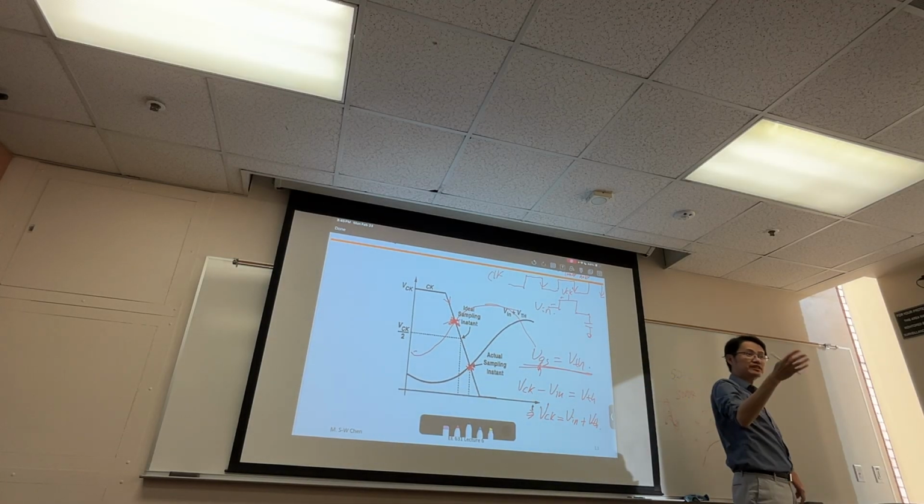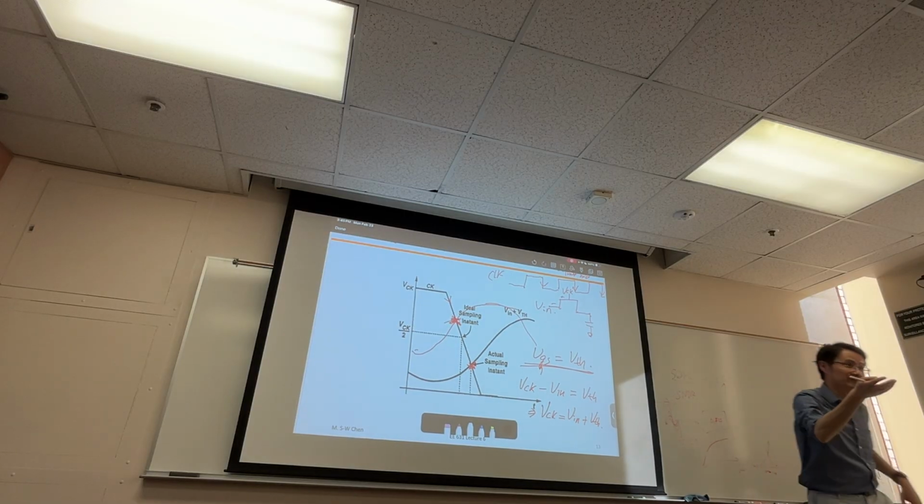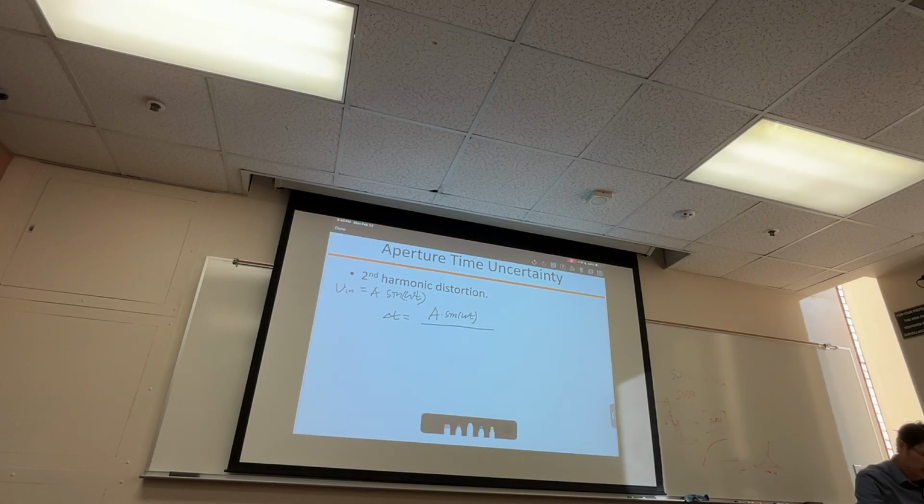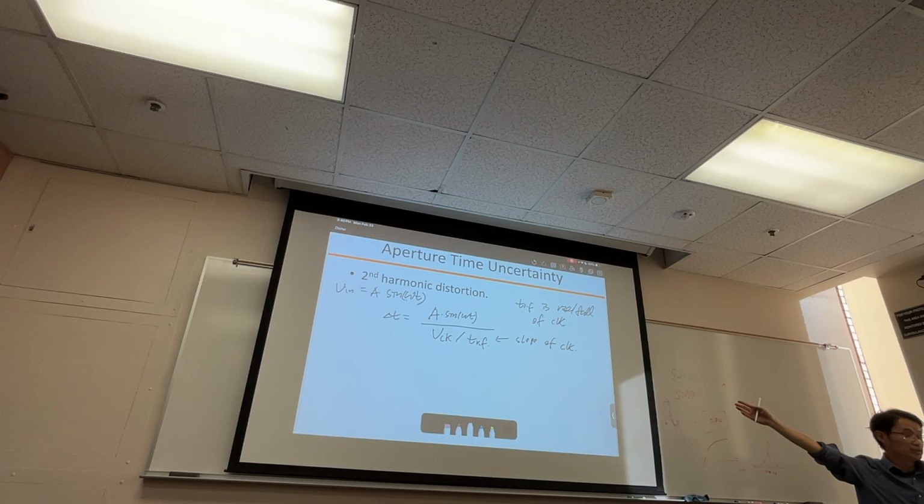Okay, so basically like phase modulation. If you take a communication class, it's like a phase modulation. All right, so we're going to divide it by the slope of the clock. So rise fall time of the clock divided by the V clock. That is the slope of the clock. And TRF is the rise fall time of the clock. So basically the sampling instant will get modulated by this delta T shift.